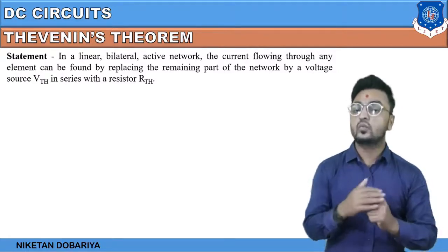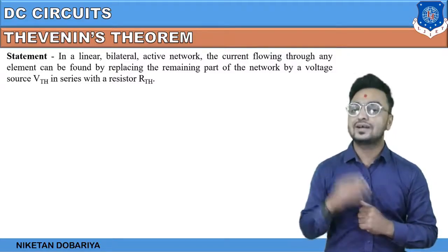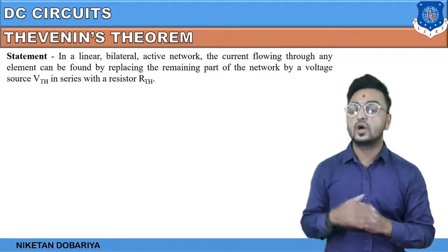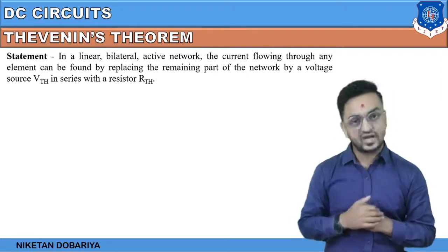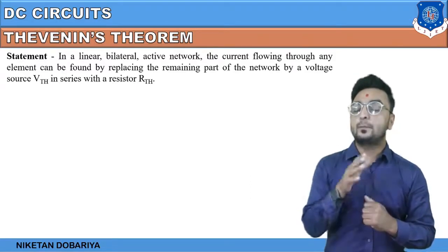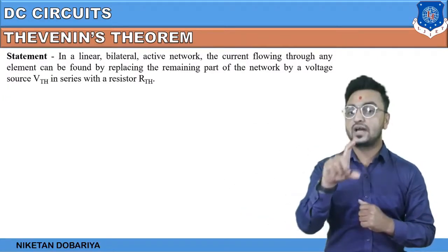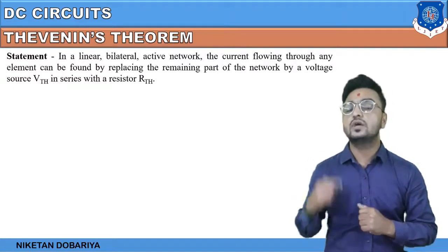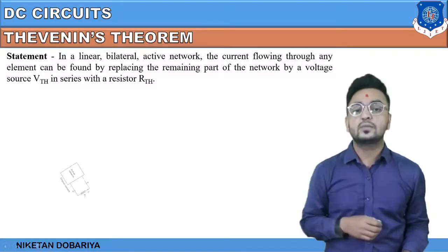So basically, if we want to find out the voltage or current of any particular branch, and let's say that is a load resistance or load branch, what can we do? We can replace all the network connected with that particular load branch by a simple equivalent circuit in which there will be a voltage source in series with a simple resistor. So that is nothing but Thevenin's theorem.